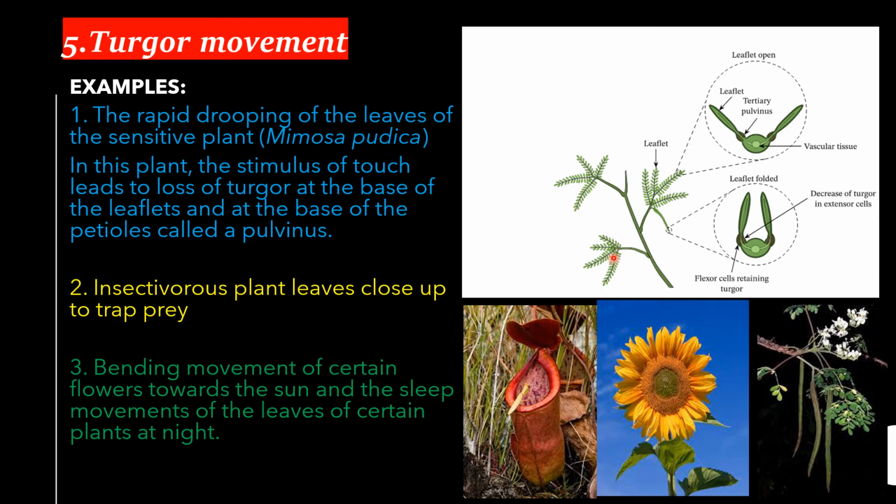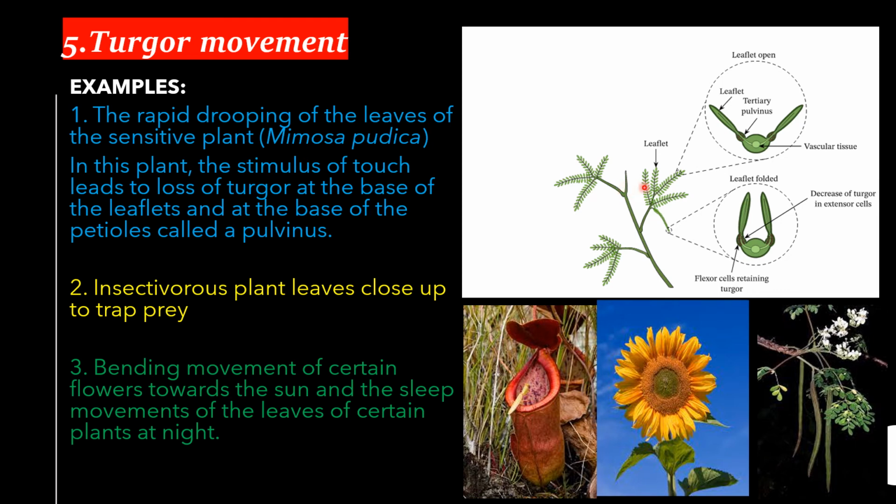Yes, what is happening here? In this plant, the stimulus of touch leads to loss of turgor. Very important, loss of turgor at the base of the leaflets. Where? At the base of the leaflet and the base of the petioles. Here you can see, this is the petiole. What is petiole? Stalk of the leaf. Then the base of the petiole is the swollen region. That swollen region is called pulvinus.